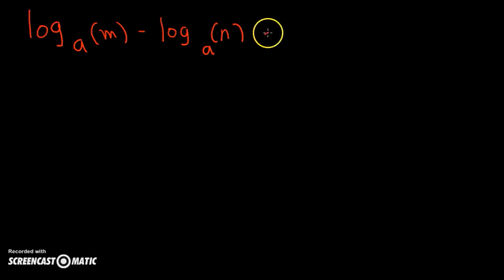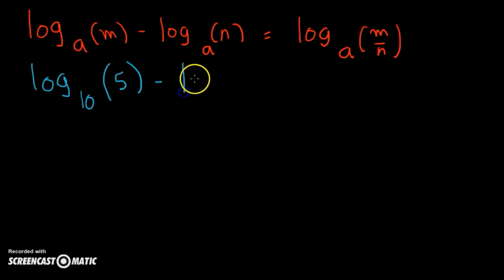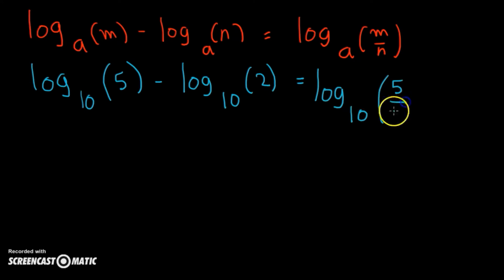So another rule is log to the base a of m minus log to the base a of n equals log to the base a of m over n. Let's say base 10, for instance: log to the base 10 of 5 minus log to the base 10 of 2 equals log to the base 10 of 5 over 2.